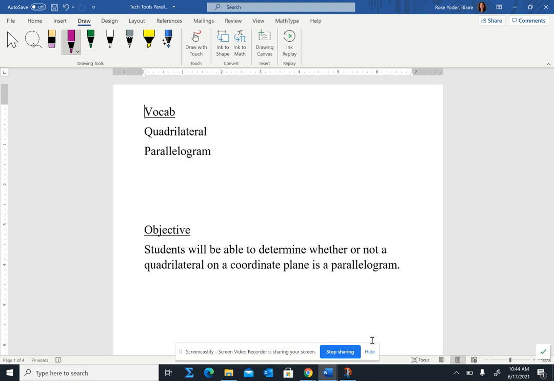A quadrilateral is a shape with four sides. And we want to know what makes a quadrilateral a parallelogram. So it's going to be important to know that definition in order to be able to do the work that we're going to be doing on a coordinate plane. So the key thing to know about parallelograms is it's a quadrilateral with two pairs of parallel sides.